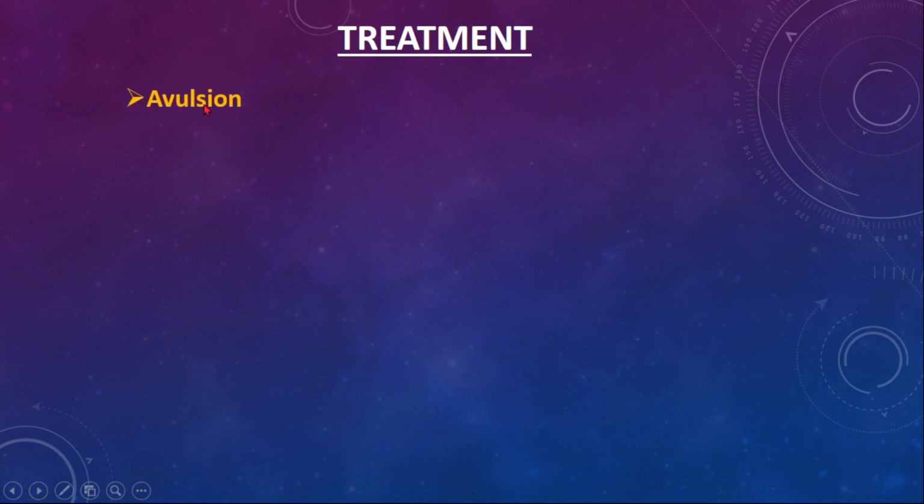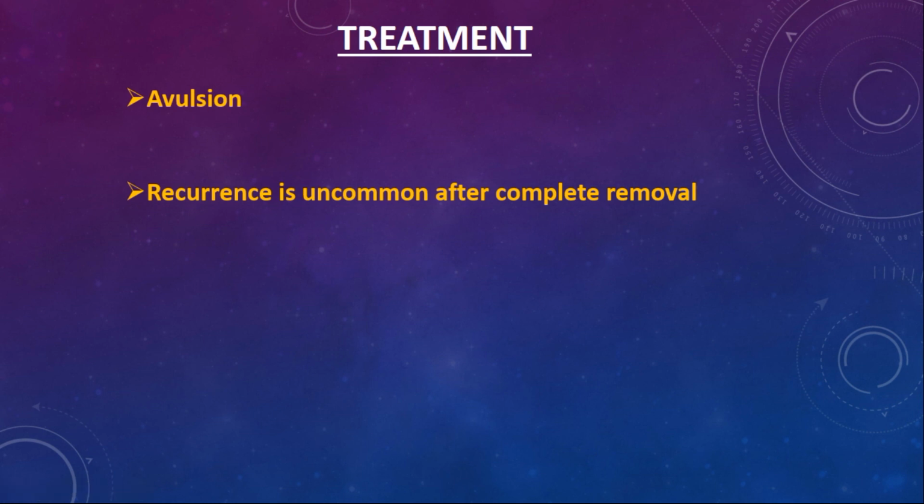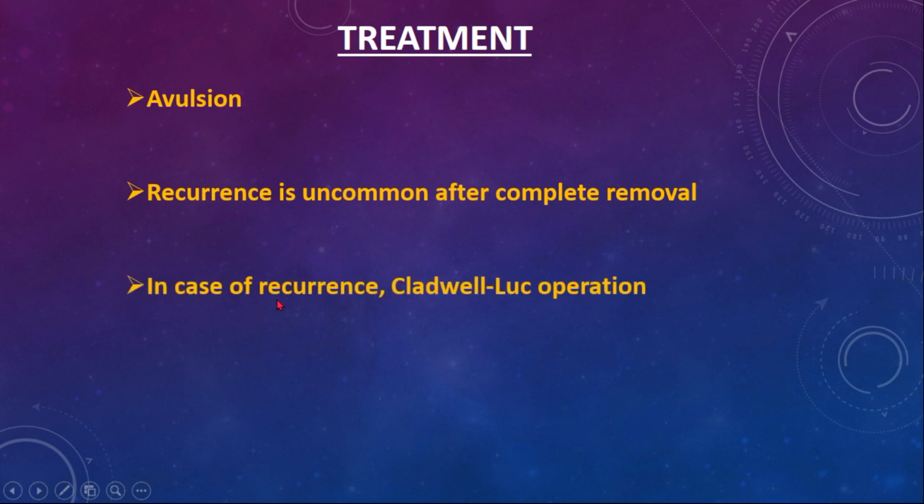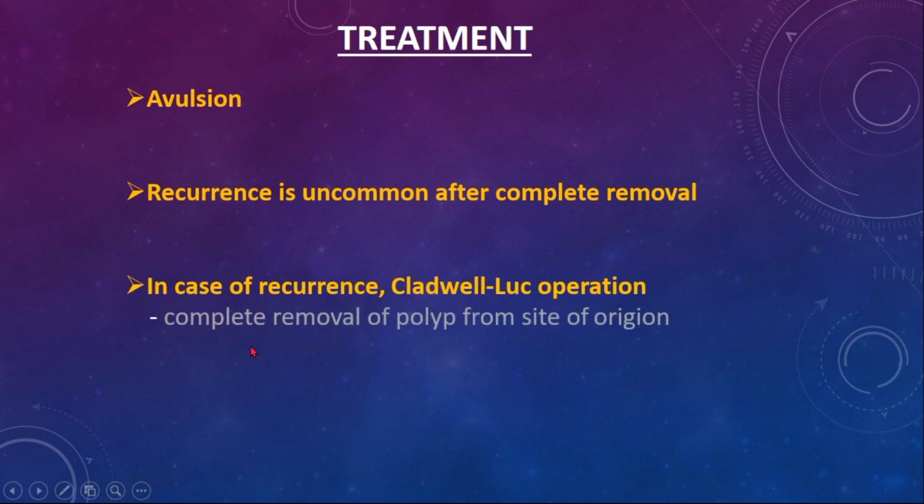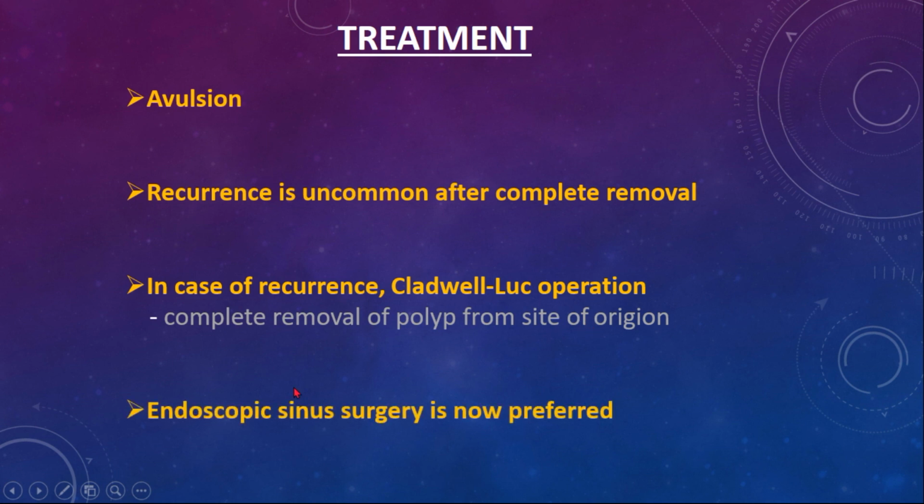What will be the treatment of antrochoanal polyps? First one is avulsion. Simple avulsion of the antrochoanal polyp by a snare method. Recurrence is uncommon after complete removal. And in case of recurrence, Caldwell-Luc operation should be done, with complete removal of the polyp from the site of origin to avoid recurrence. Endoscopic sinus surgery is now preferred because, as I told you before, that is why it is called endoscopic sinus surgery.